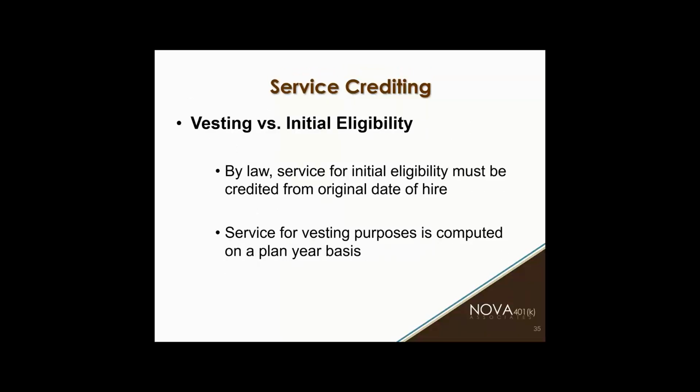So we've been talking about how you get credit for a year of service, for eligibility, for example. It's a little bit different rule for vesting. Now, again, you don't track vesting. We track that in our system. This is more for your information to show that it is a little bit different. So by law, again, service for initial eligibility has to be credited from the original date of hire. Okay? But service for vesting, like if you got a 1-year service requirement, it's computed on a plan year basis.